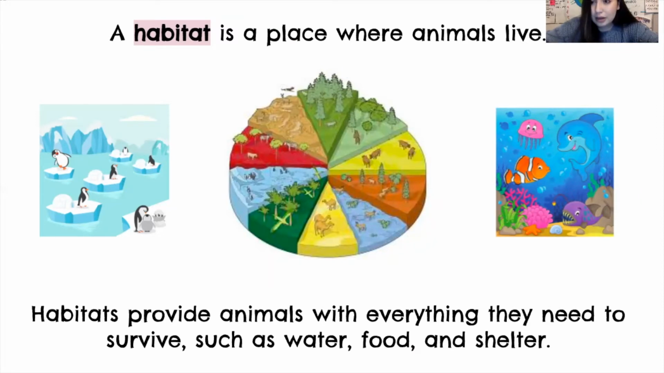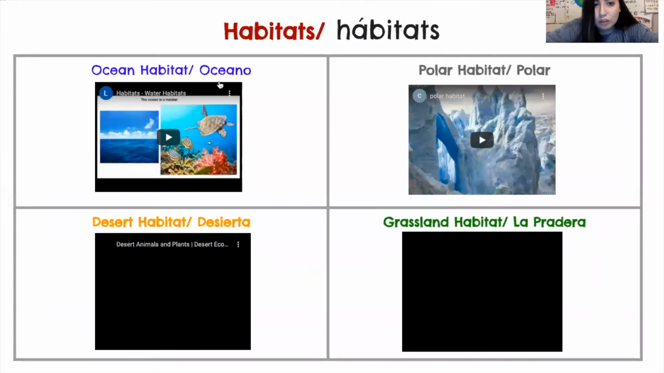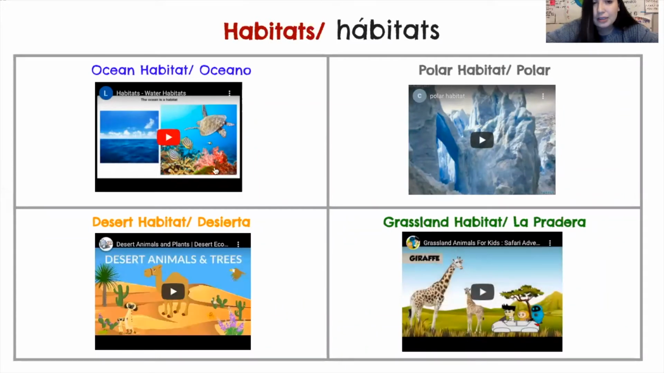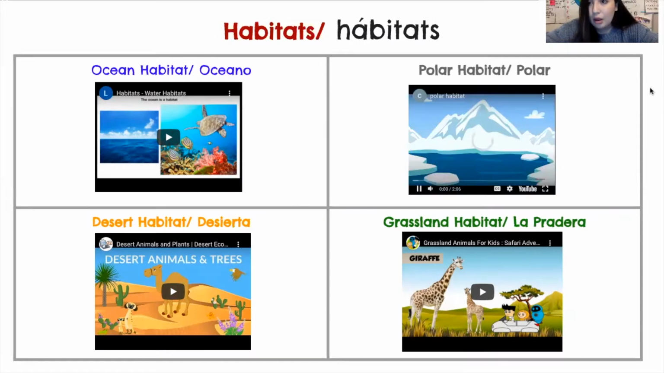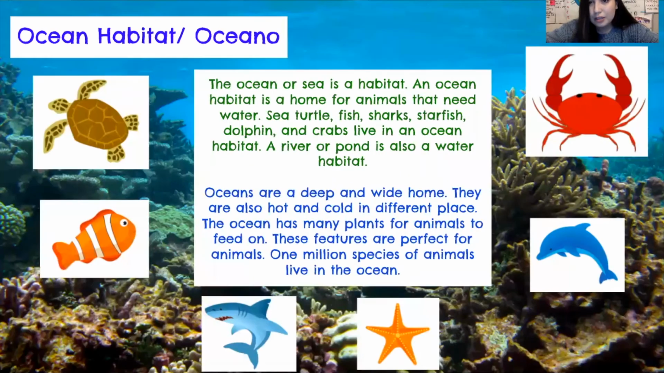So let's take a look at 4 new habitats today that we're going to learn. So we have an ocean habitat, and we're going to get a chance to look at some pictures, a polar habitat, a desert habitat, and a grassland habitat. And we're going to learn about each one today. Oh, polar habitat, give it 1 second, friends. We're not going to watch those videos, but I'm going to teach you about each habitat. So we're going to start with an ocean habitat.